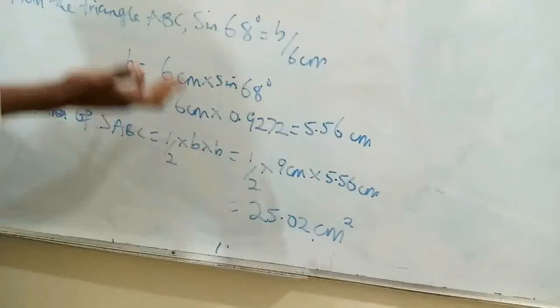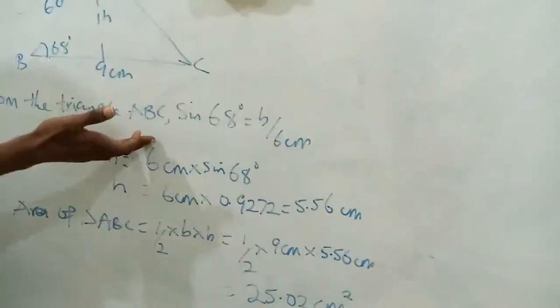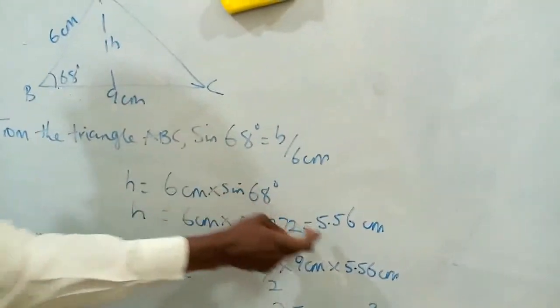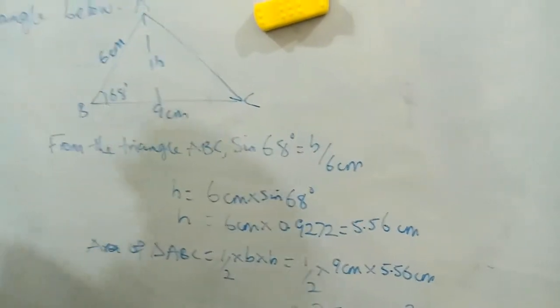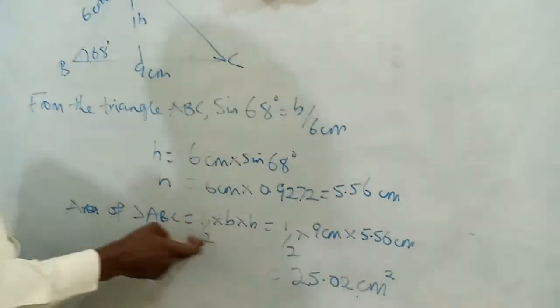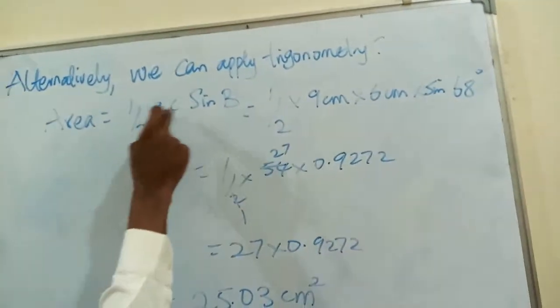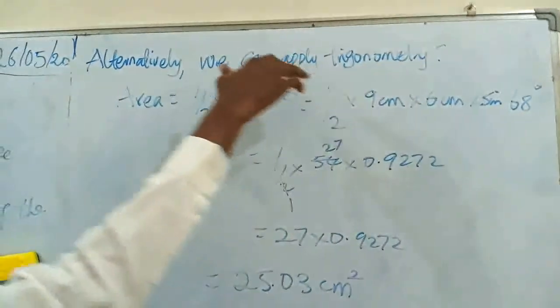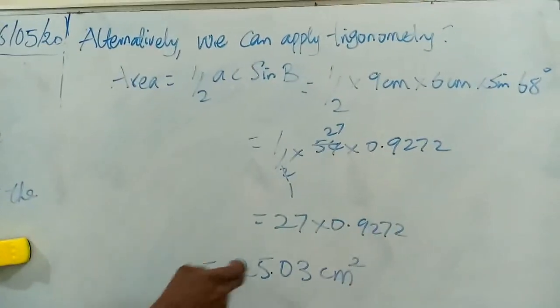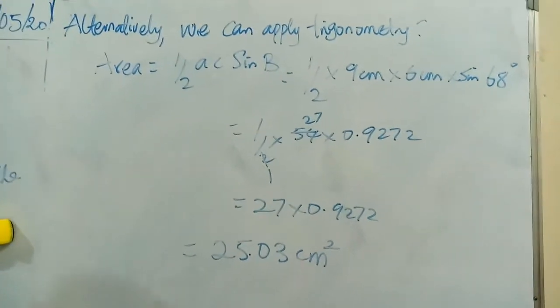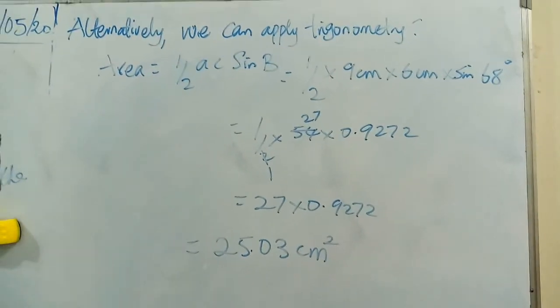The reason is because we started with the trigonometry. From there, we got our H first, before applying it to get our area from half base times height. But in this case, we apply our trigonometry directly, half AC sine B, where we have our A and C to be 9 cm and 6 cm respectively. And we solve all this to get 25.03 centimeters squared as our area of a triangle.